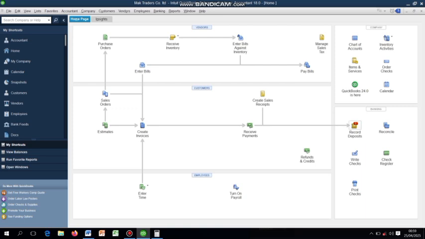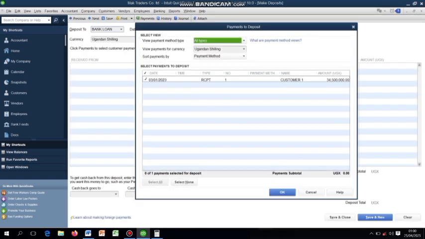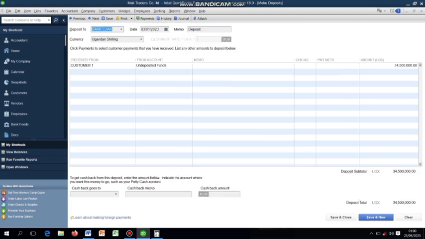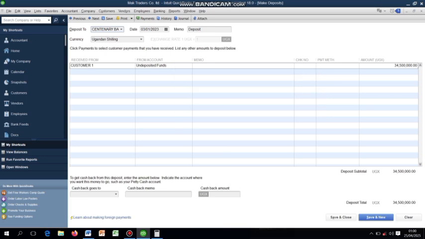Then it is said the cash was banked immediately. So I'll come here to record deposit, then I will tick it and press OK. The deposit is deposited into our bank account. I'll deposit into our Centenary Bank account on this date in this currency. So I will save and close.